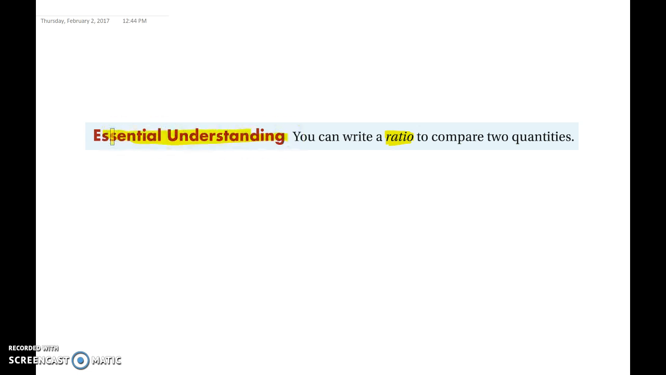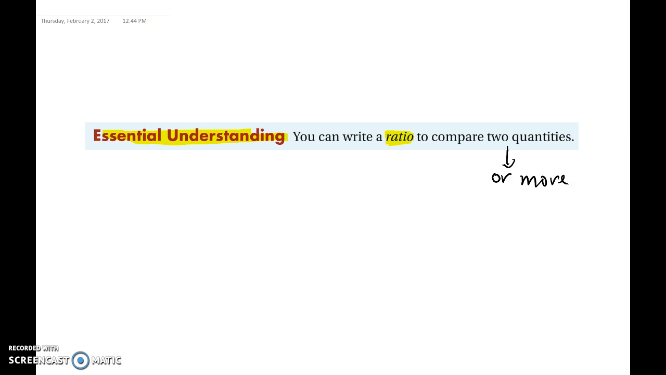you will be able to write a ratio to compare two quantities, and you'll also be able to use a ratio to solve for problems, and then we'll also be able to use a ratio to compare two or more quantities. All right, so we're going to work and do problems using ratios.